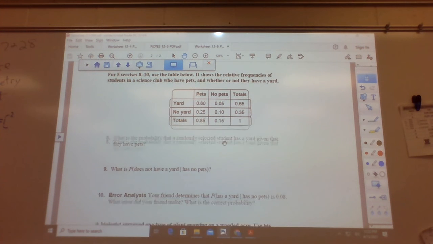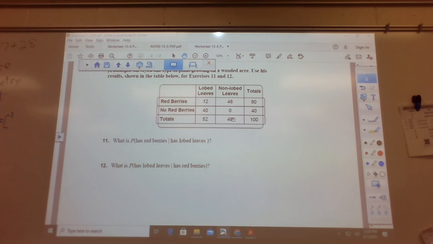So that's this one. And then the last one, basically the same thing as we already did. Now notice they kind of have 2 questions that look almost identical. This is red berries given lobed leaves. This is lobed leaves given red berries. They will not give you the same answer. They are not the same answers. So this is the homework for tonight.